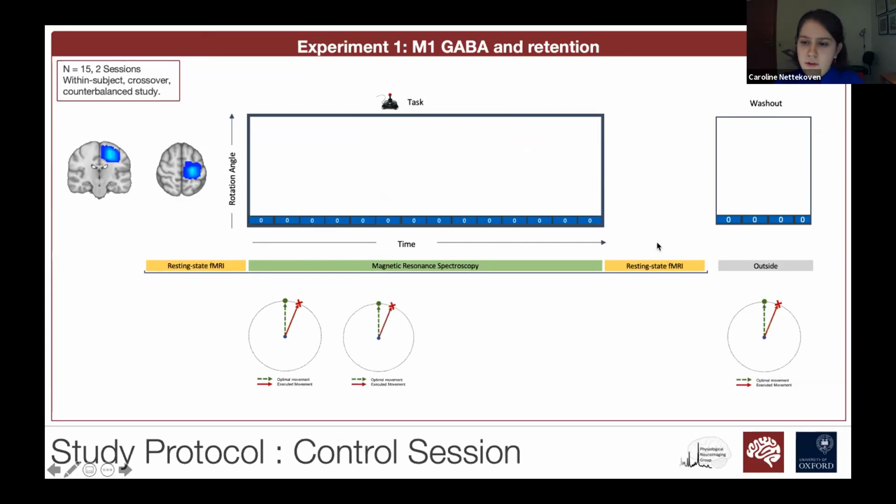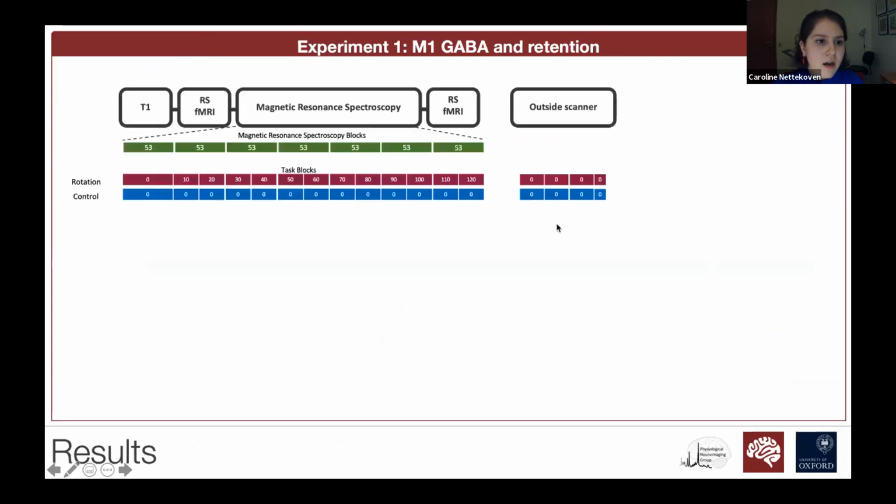Now, the only difference to the control session was that in the control session, there was no rotation imposed at any point during the task. So here I'm showing you the MRS blocks acquired from the left M1 hand area, and each block consisted of 53 spectra that were averaged. And the block where we got our early measure of GABA from was this baseline block. So where people are not yet performing any kind of differential task between the sessions.